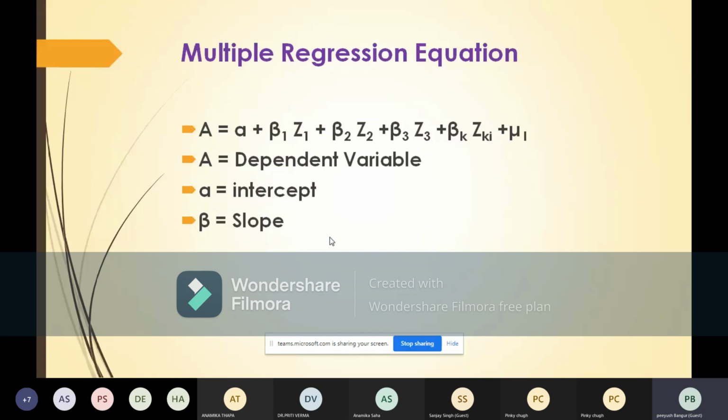Beta 1 is the slope of Z1. Beta 2 is the slope of Z2. Beta 3 is the slope of Z3. And beta K is the slope of the last variable we are taking. It can be 10, 12, 13, anything. Now, Z1, Z2 are your independent variables. And mu i is your error term.